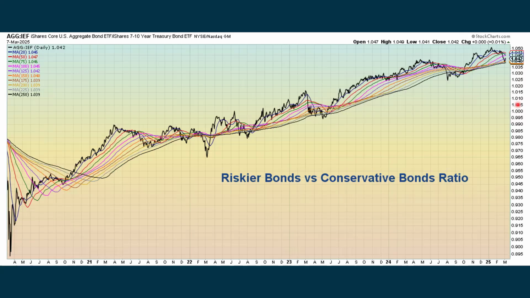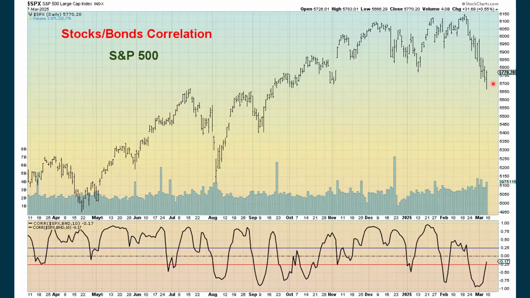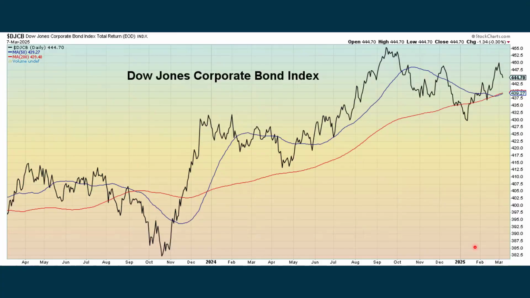Then we look at a ratio between risky junk bonds and more conservative government bonds, which are safe. We came all the way down to the end of the rainbow, the bottom end here. Now we're starting to bounce back up. We'll see if we see more of a shift with this ratio. Then a stock to bond correlation, pretty much neutral right now. And then the corporate bond index, also under some pressure right now, showing a recent death cross.